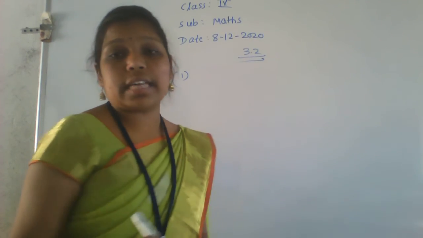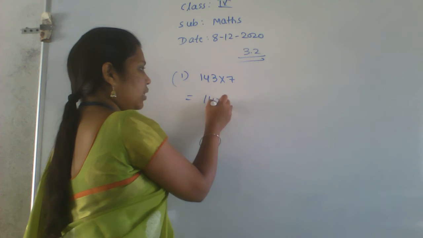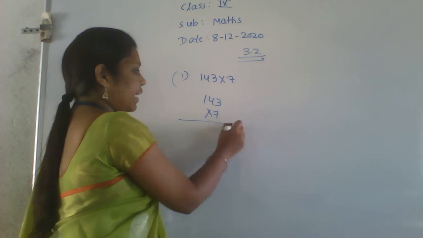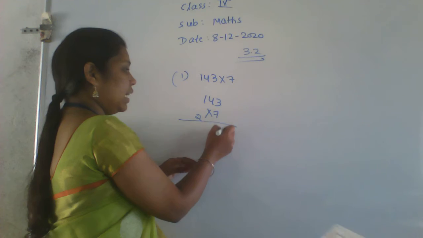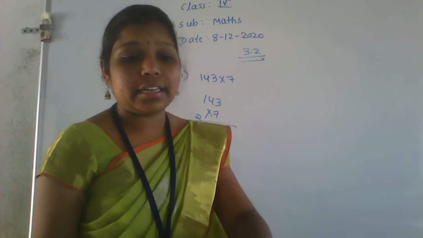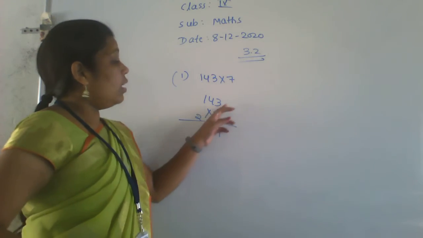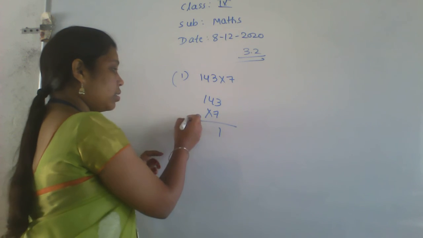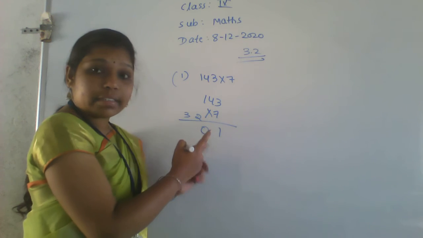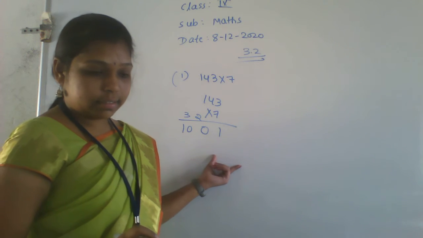143 into 7. Do the multiplication fast. 7 3s are 21. 7 4s are 28. 28 plus 2 is 30. 7 1s are 7. 7 plus 3 is 10. 1001 is the answer.